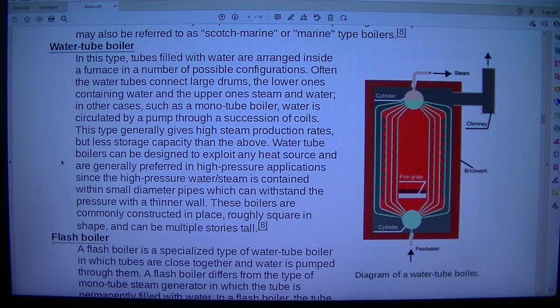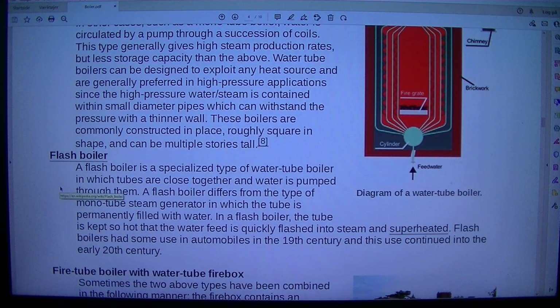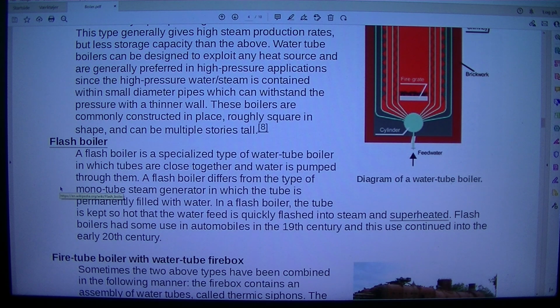Water tube boilers can be designed to exploit any heat source and are generally preferred in high-pressure applications since the high-pressure water/steam is contained within small diameter pipes which can withstand the pressure with a thinner wall. These boilers are commonly constructed in place, roughly square in shape, and can be multiple stories tall.